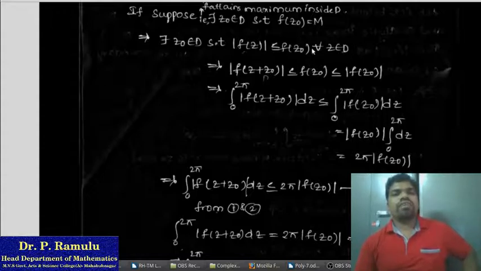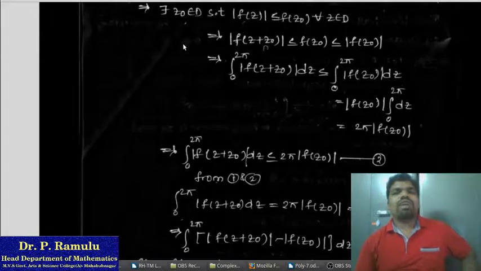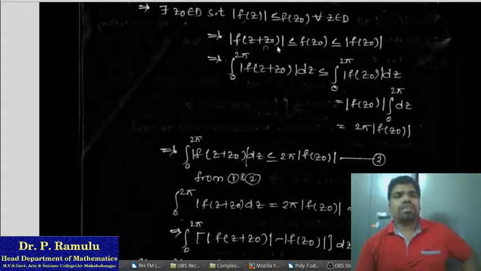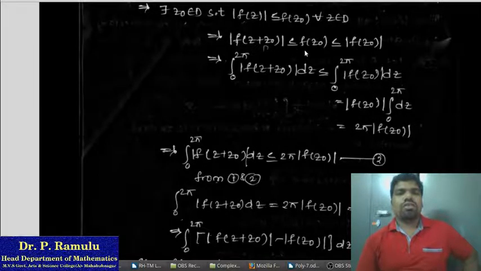Inside D there exists one value such that f of z is less than or equal to f of z naught for all z belonging to D, by the above statement. Since f of z naught is the maximum value, if I take any value in the domain, it will also be less than or equal to it, which implies mod f of z plus z naught is less than or equal to mod f of z naught.